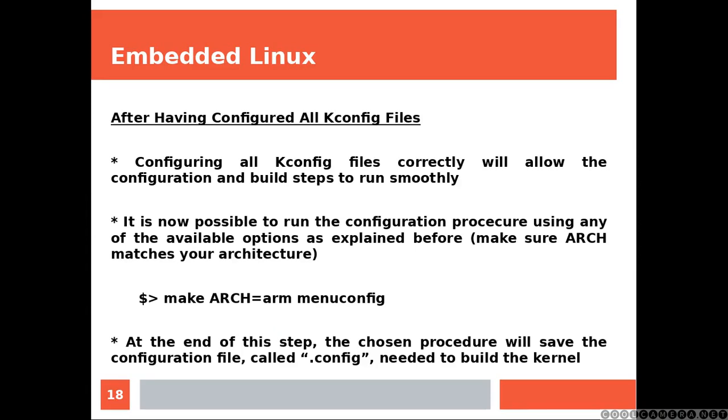And this slide is going to give you more information about what you've just seen. Configuring all Kconfig files correctly will allow the configuration and build steps to run smoothly. It is now possible to run the configuration procedure, as you just saw, using any of the available options as explained before. Make sure that the architecture matches your architecture, right? I didn't set any because it was just a test. At the end of this step, the chosen procedure will save the configuration file called .config needed to build the kernel.